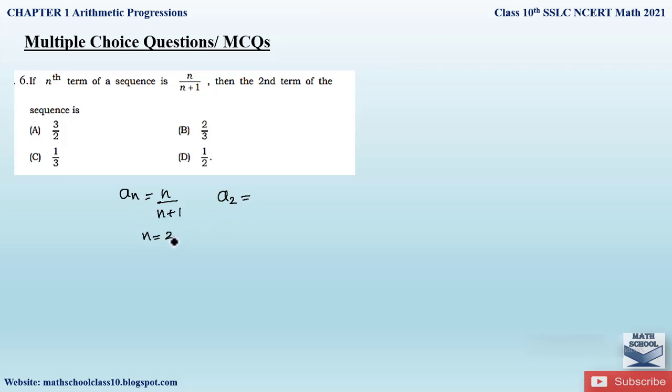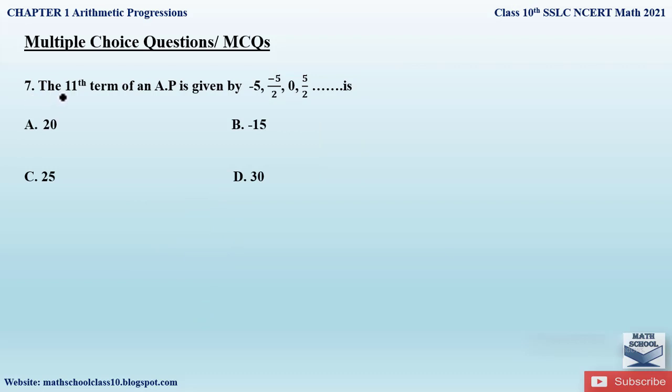Since we have to find out the second term, here we will substitute the n value as equal to 2. So therefore we will get the second term. a2 is equal to, substitute n is equal to 2, 2 divided by 2 plus 1. So that is 2 divided by 2 plus 1, which is 3. So a2 value will be equal to 2 by 3. Right? It is very simple. You have to just substitute the value of n as equal to 2. So therefore the correct option is option B, 2 by 3.